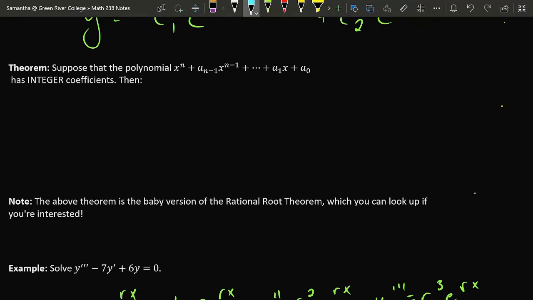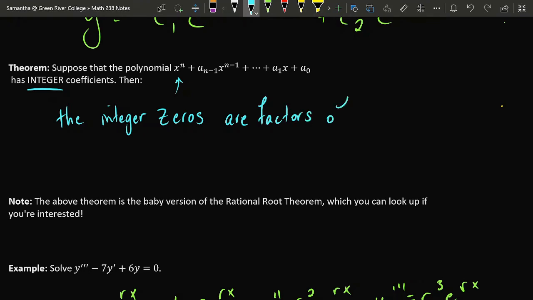If you have a polynomial whose leading coefficient is 1 and all the other coefficients are integers, then the integer solutions to polynomial equals 0 are factors of the constant term in the back, a0. If you want to find whole number values which make this polynomial equal to 0, try focusing your attention on the numbers which are factors of the constant at the back.